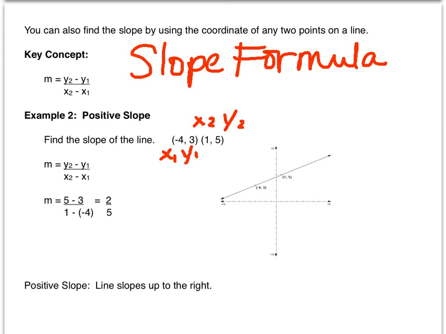divided by x2 is 1 minus x1 is negative 4. 5 minus 3 is 2, and 1 minus negative 4 is 5. So the slope of this line is positive 2/5. And when you have a positive slope, your line is always going to slope up to the right.